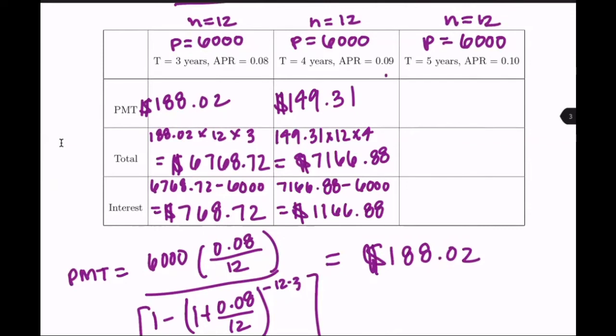All right, so that showed us that even though our monthly payments are lower, we are going to end up owing more money at the end of the day. And finally, we are going to find the 5-year loan. So it's going to be a 5-year with an APR of 0.1.